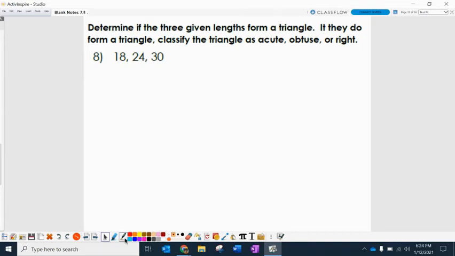Okay, and one more to try. 18, 24, and 30. What do you think? Is it even a triangle? Do the two shortest sides added together, are they greater than the largest side? Is the sum of the two smallest sides greater than the largest side? Well, 18 plus 24 is 42. 42 is greater than 30. Therefore, it is a triangle.